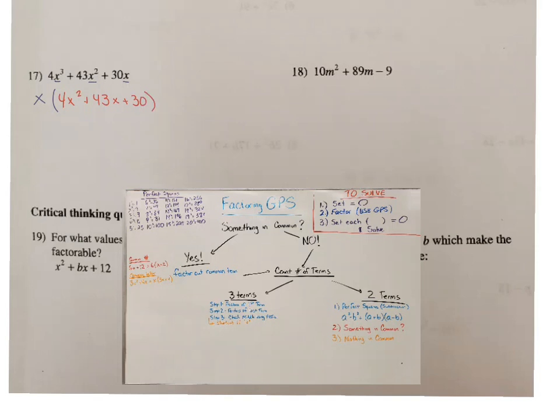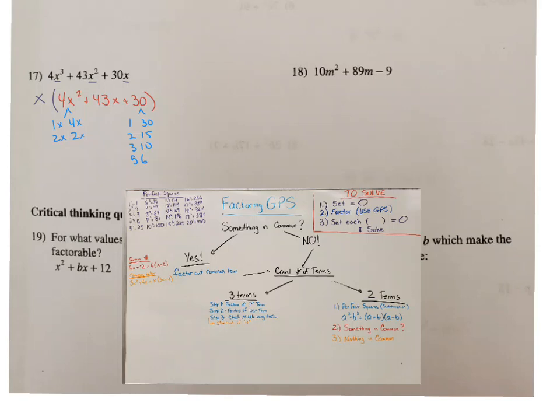Now I'm going to go through and follow my steps. I could have 1x and 4x, 2x and 2x. Those are just 2 choices. Same thing with 30. I could have 1 and 30, 2 and 15. I could have 3 and 10. I could have 5 and 6. Now I do know that it's going to be all positive because it's a positive at the end and a positive in the middle.